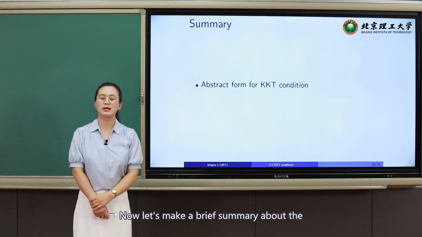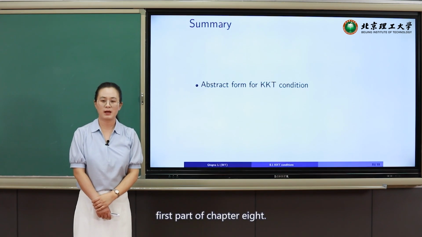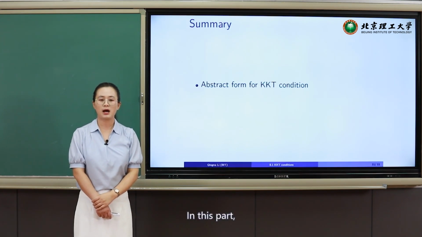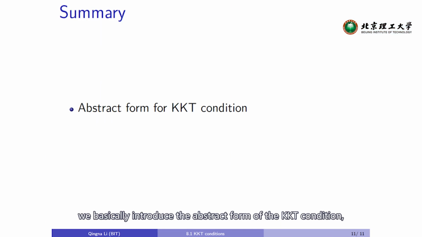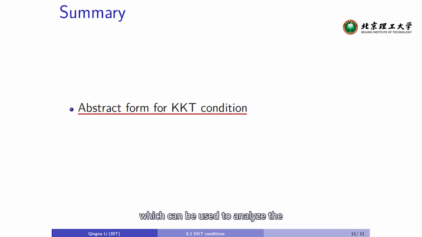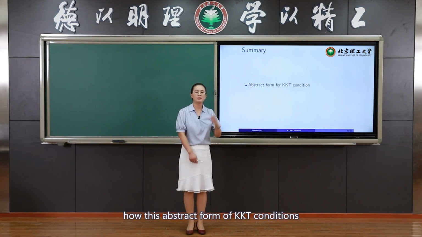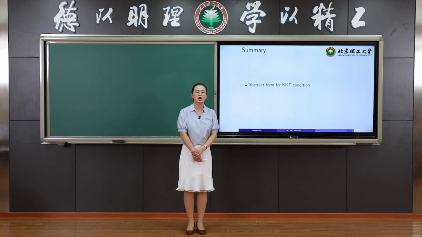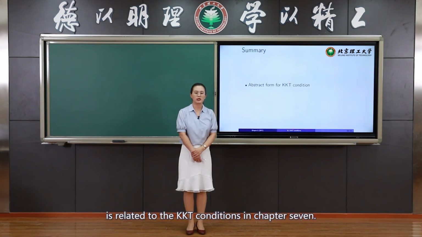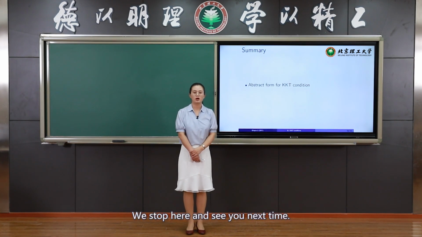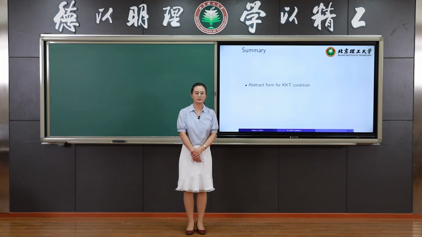Now, let's make a brief summary of the first part of chapter 8. In this part, we basically introduced the abstract form of the KKT condition, which can be used to analyze complicated optimization problems. In the next part, we will discuss more practical examples to show how this abstract form of KKT conditions is related to the KKT conditions in chapter 7. Okay, we stop here and see you next time.